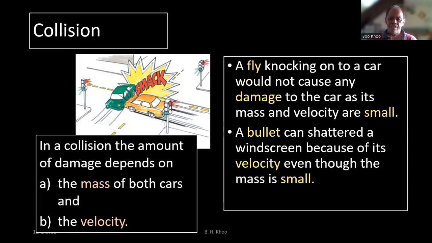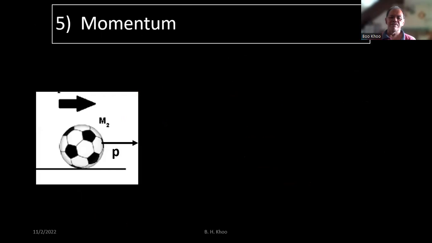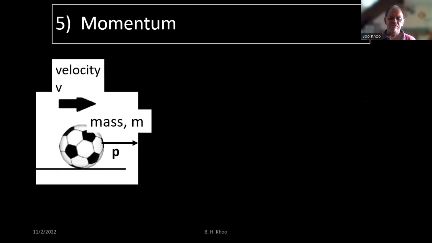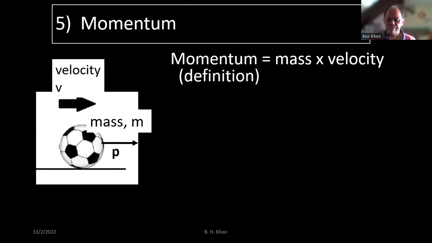A bullet can shatter a windscreen because of its velocity. The velocity is large, though the mass is small. So that's why we have to define a new quantity, momentum. Take a football, an object that has a mass m, moving with velocity v. So we define a new term, memorize it: momentum is mass times velocity.